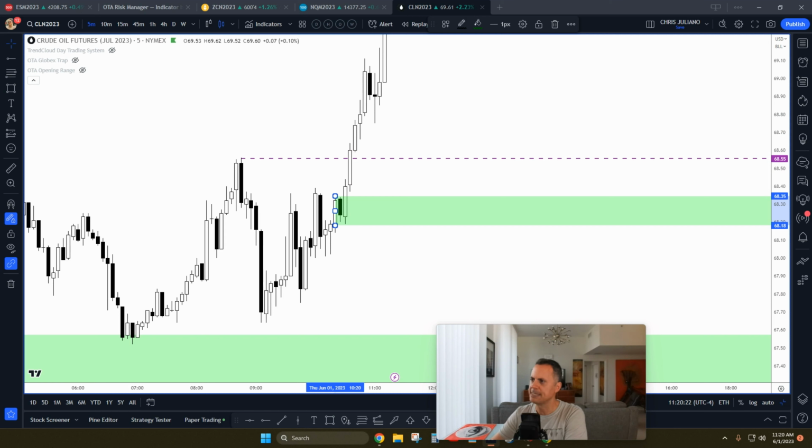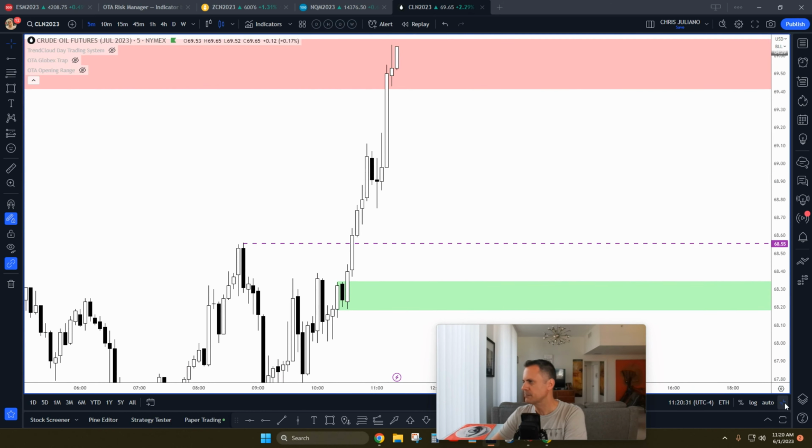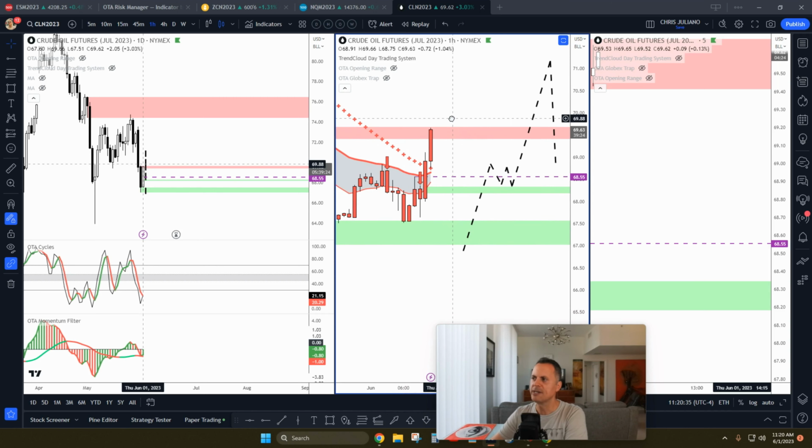68.35 to 68.18. That's the plan, man. But it's got to break out above here. If it breaks out just a little bit, might be a broadening pattern.